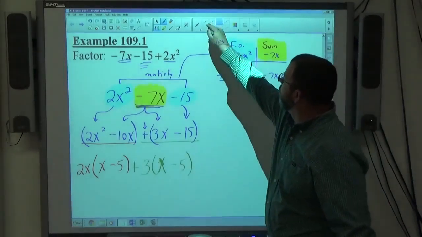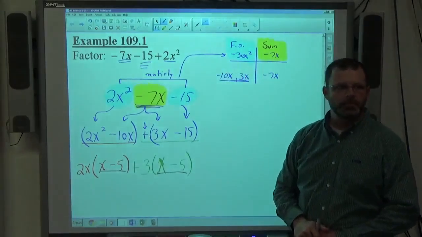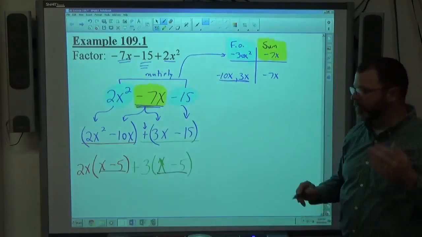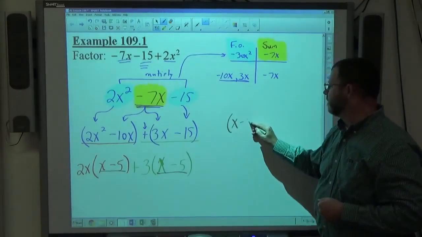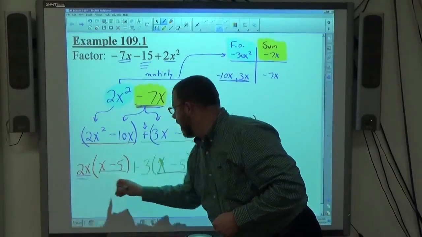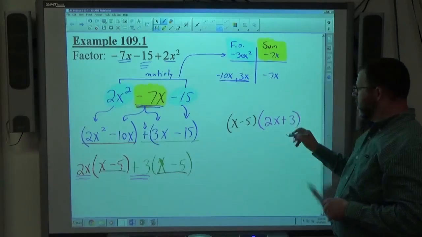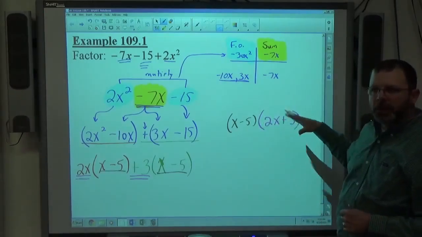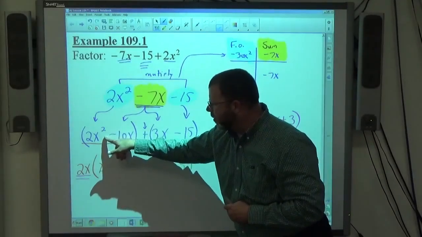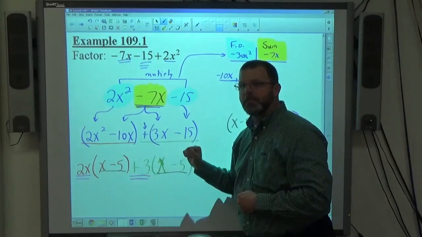And when factor by grouping works correctly, we should get a binomial pair that's the same. So both the red object and the green object contain x minus 5, which is a common factor. And if I take x minus 5 out, 2x plus 3 is left. All I'm doing with this black and purple here is the same thing I did with the red and the green from here to here. Common factor 2x, I took it out and I divided by it. Common factor 3, took it out, divided by it.